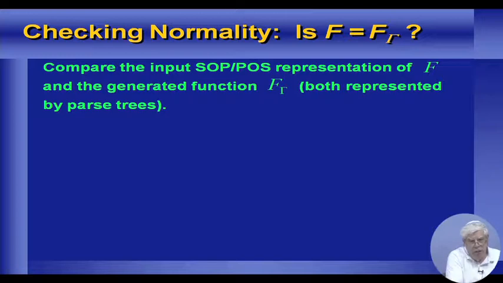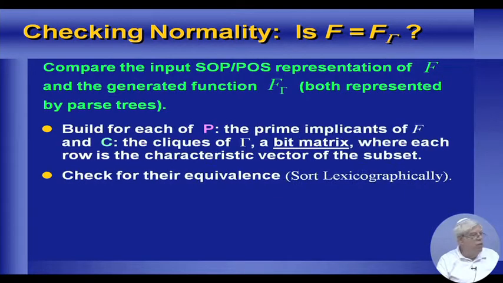It's checking normality that we don't know how to do. Well, I know how to do it. I'm going to tell you how to do it. The way we'll do it is to compare the input representation, the sum of products or product of sums, and the generated function that we get from the cotree, the parse tree. On the one hand, we have the expanded form. On the other hand, we have the factored form. We need to decide whether the cliques of the graph of this function equal the prime implicants of the original.